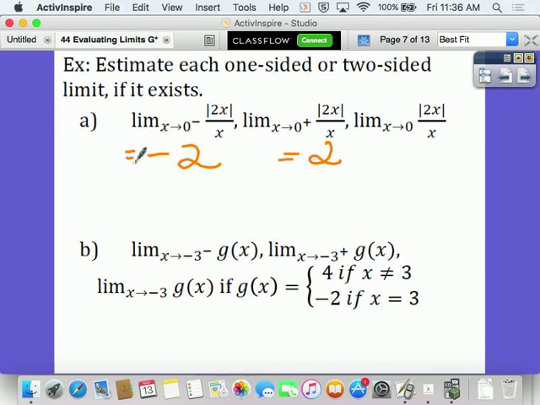And so since these two limits are not the same, the limit as x approaches 0 does not exist. Because in order to exist, as I said on the previous slide, it has to approach the same number.